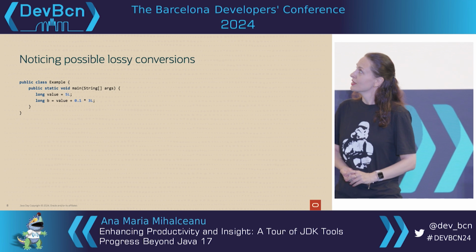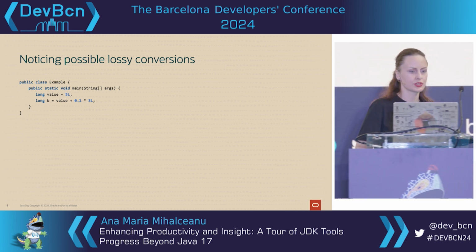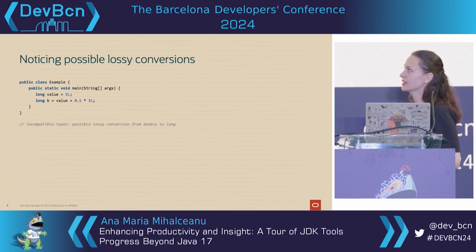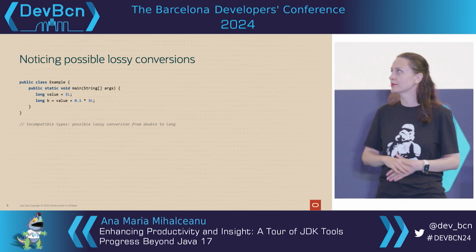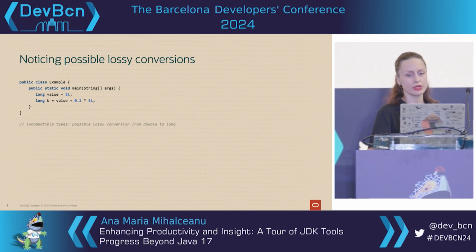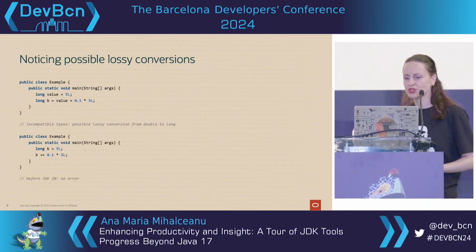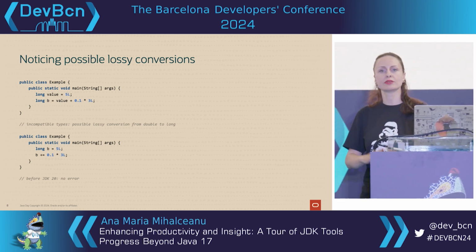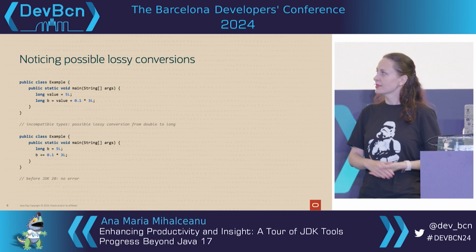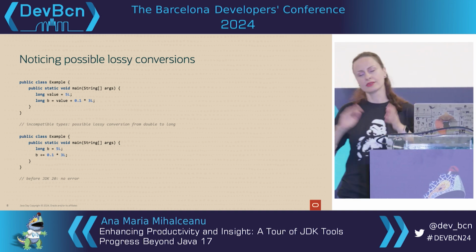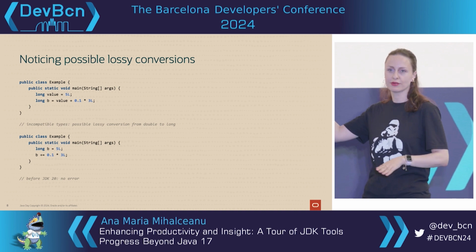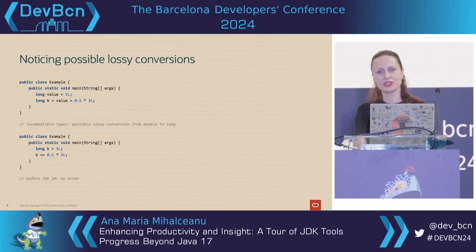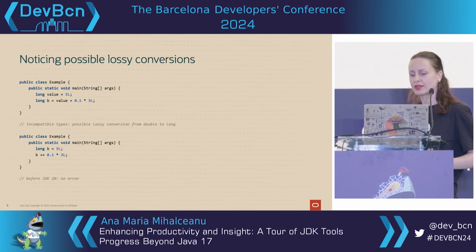Now, lossy conversions. If we are to write this code in Java, we are going to get an error: incompatible types. There's a possible lossy conversion happening because you're trying to convert a double to a long. However, when you're trying to do the same computation with a plus equals operator, or a similar operator like minus equals, then before JDK 20 this code shows no error, so you can go and try it. It's very interesting, right? It's pretty much the same operation. So how come in one case you get an error and in the other one the compiler is fine?